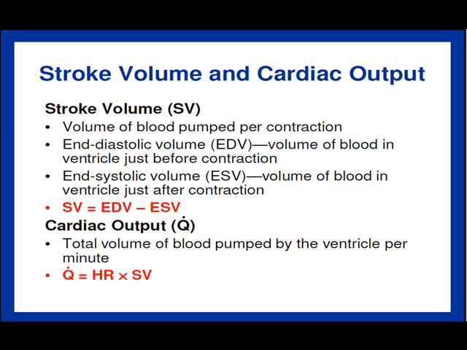Diastolic kind of gives it away. It's the end of relaxation but prior to contraction. End systolic volume, ESV, is the volume of blood in the ventricle just after contraction. So how much is actually left in the ventricle after contraction? You never ever expel 100% of your blood from the ventricle. There's always a certain amount left, even at maximum exercise. So whatever's left is your end systolic volume. So obviously stroke volume equals EDV, end diastolic volume, minus ESV.